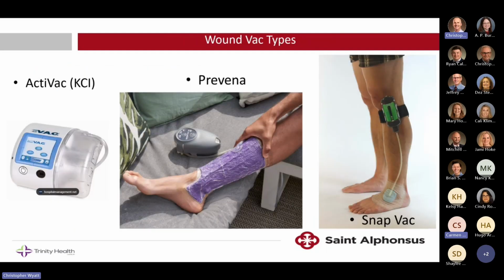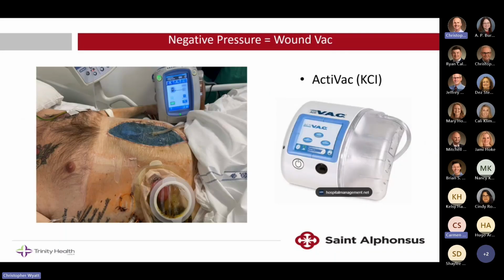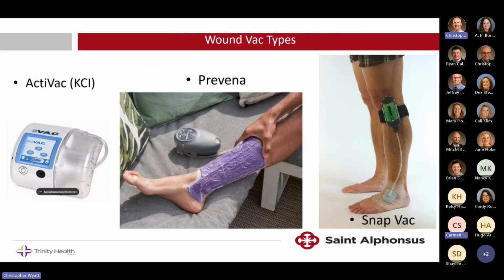So on the left, we call it Activac, or KCI is the brand name. I'm sure most of you are familiar with this. On the wound, you put black foam on, basically a plastic cover, and attach a suction hose to this device. These are larger, they're rechargeable, they have a canister that can be replaced. So large wounds that have a lot of drainage, this is what should be used.